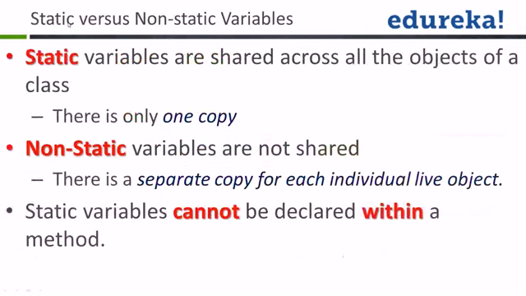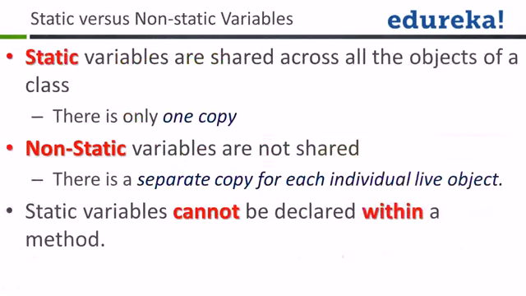Okay then, now we come to static versus non-static variables. I've already told you what variables are and how to name them. Now it's time for us to understand what static variables are. Static variables are shared across all the objects of a class. As I said, you create a class, and that class is used to create objects. Whenever you want to use the content of the class, you'll be creating the object of the class. You can create as many objects as you need.